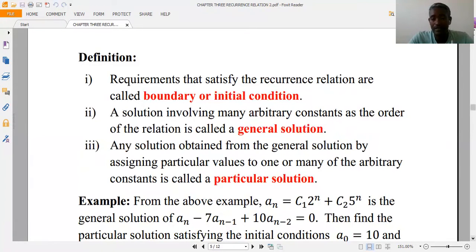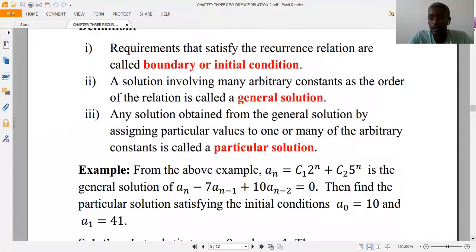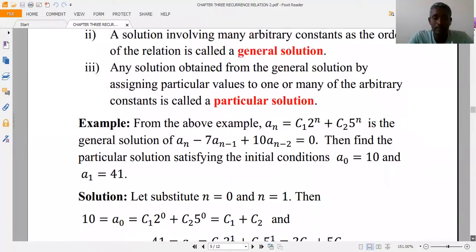So in general, the solution involving these arbitrary constants is said to be the general solution of the recurrence relation, and any solution obtained from the general solution by assigning particular values to one or more arbitrary constants is called a particular solution of the recurrence relation. So substituting the initial conditions into the general solution will give the arbitrary constants, and substituting those constants will obtain the particular solution.